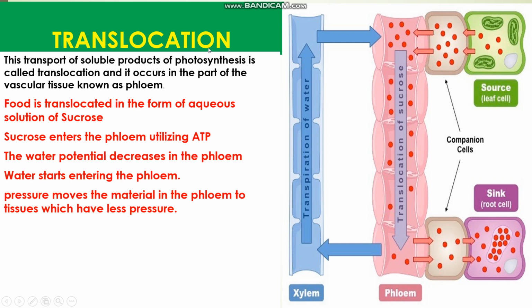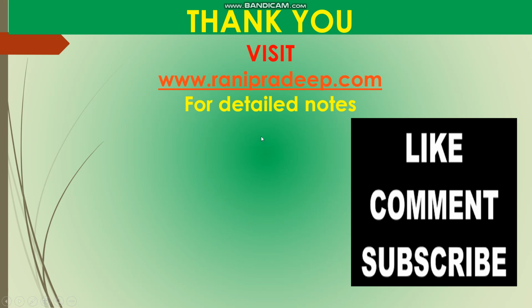So what is translocation? It is the movement of food molecules through the phloem. How is the food translocated? The food is translocated mainly in the form of an aqueous solution of sucrose. Sucrose from the leaf enters the phloem. Once it enters the phloem, the water content decreases and the solute particles increase. So water starts moving from higher concentration to lower concentration, entering the phloem, and the food is translocated from a region of higher pressure to regions of lower pressure. So that is all you have to learn in translocation.